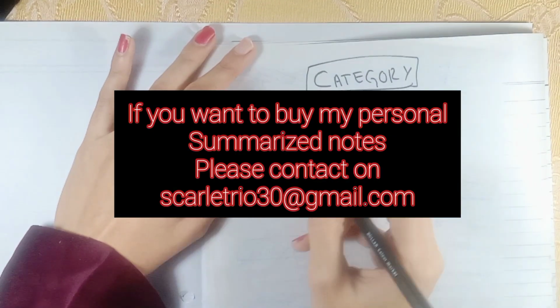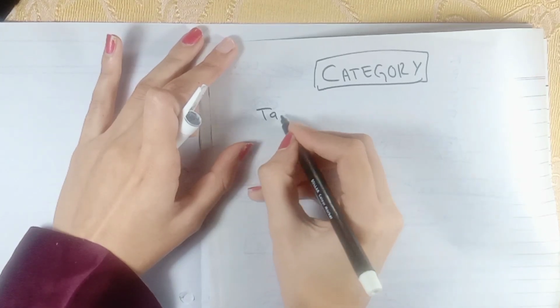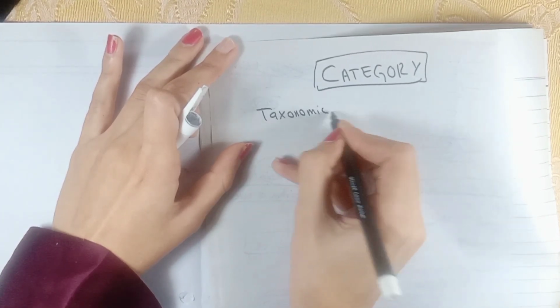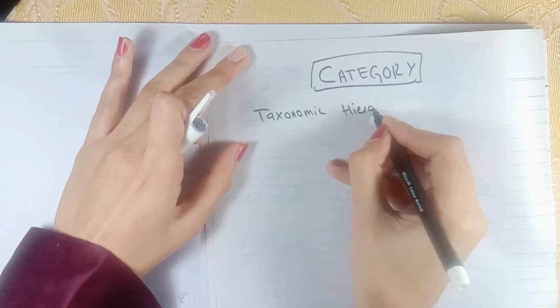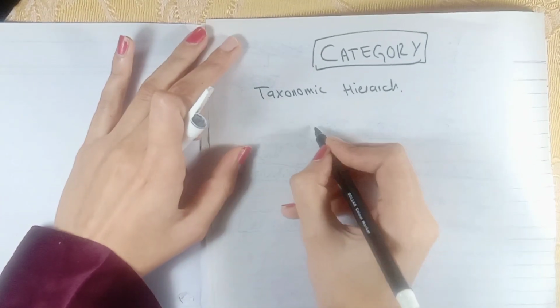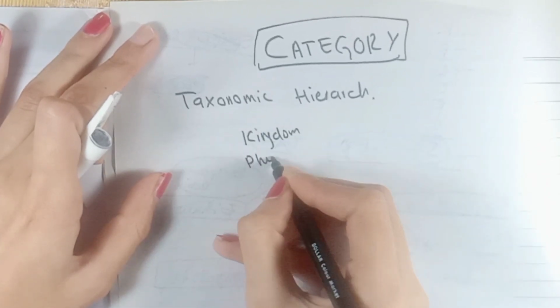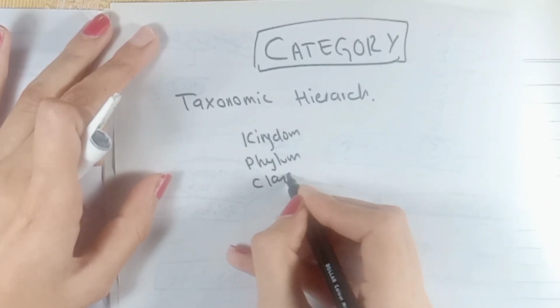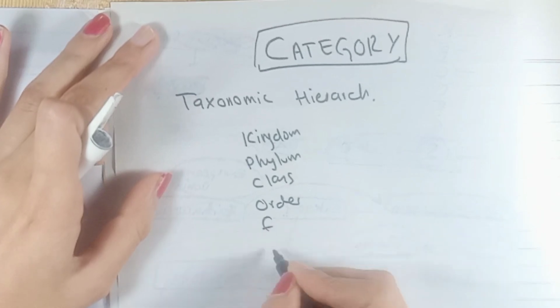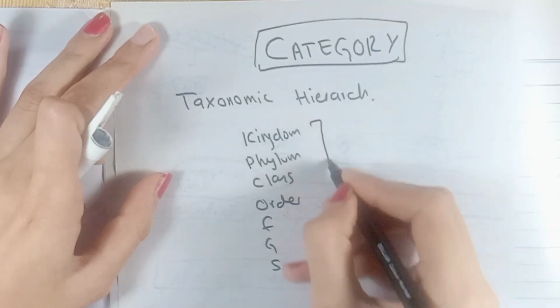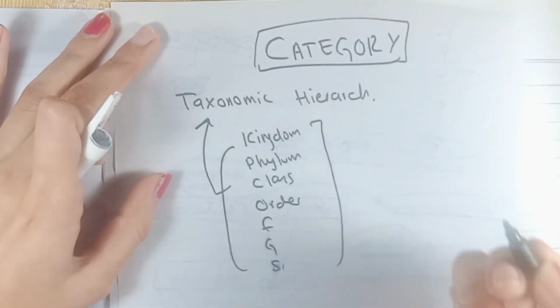Now, do you know about taxonomic hierarchy or taxonomic classification? Taxonomic hierarchy. I know you are familiar with kingdom, phylum, class, order, family, genus, species. Okay, so this is the taxonomic hierarchy.